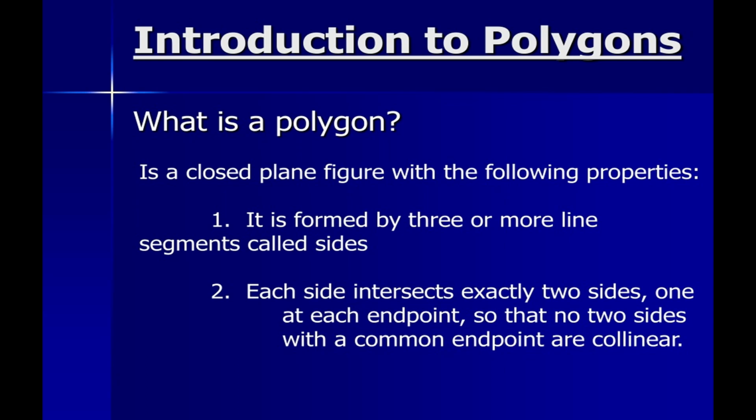When these types of polygons have all sides equal, they are called regular polygons. If the side distances are different, that is called an irregular polygon. A polygon is a closed plane figure with the following properties: it is formed by 3 or more line segments, and each side intersects exactly two sides, one at each end point, so that no two sides with a common end point are collinear.